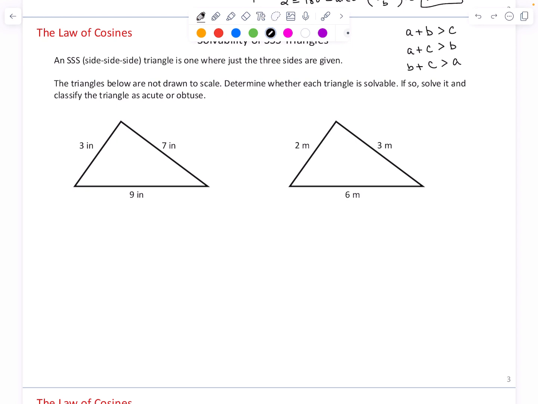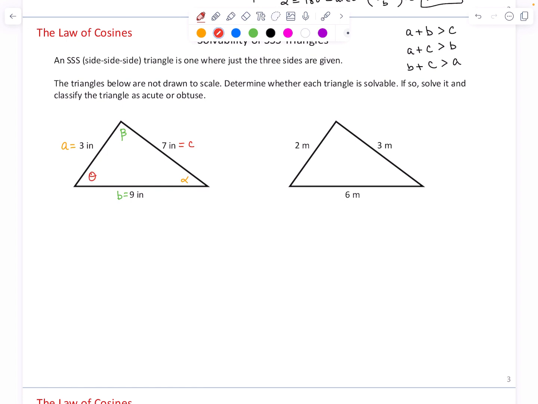Now, this triangle is not necessarily drawn to scale, so I don't know if the result should be an acute or an obtuse triangle. But let's call this side here on the left A, so alpha will be its opposite angle. Let's say 9 is the length B, so beta is its opposite angle, and then we'll say this 7 inches is the length C, so theta is its opposite angle. It won't matter which angle we find first.